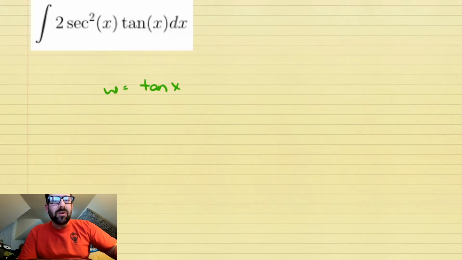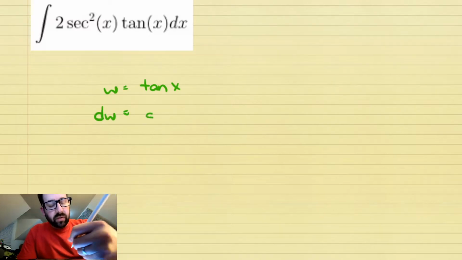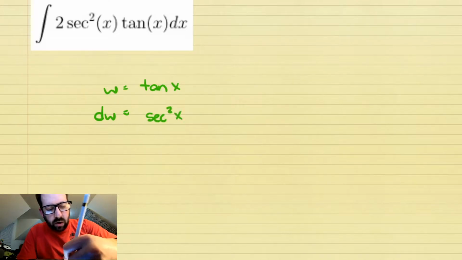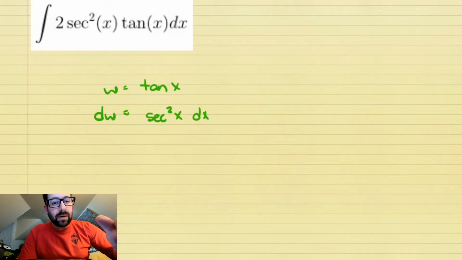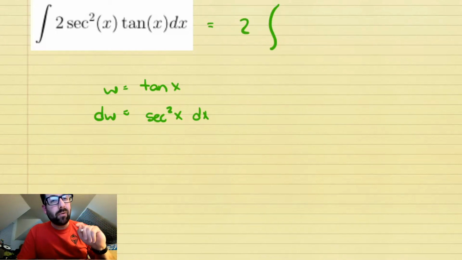It's because I know what the derivative of tangent is, right? If you think back to all the derivatives we've taken, the derivative of both sides, the derivative of tangent would be secant squared dx. That's the derivative of tangent. That's where you can start to see where this is coming in. The only thing I can't account for is the 2, and it is a constant, so we can kick it out front.